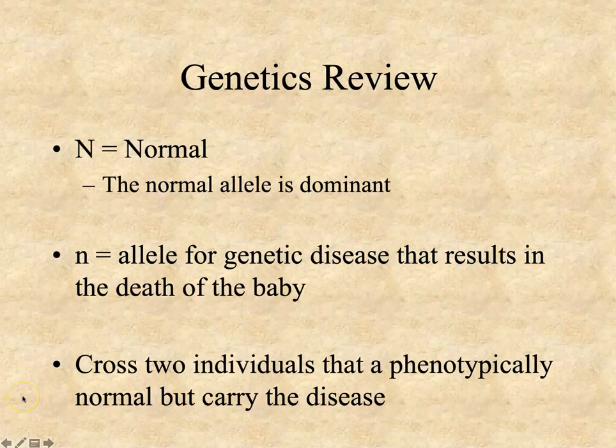I'd like to do a quick review of genetics because understanding how to do a simple genetics problem is very important to understanding inbreeding. Let's take the usual case where if an individual is normal for a trait, they contain the dominant allele, but an individual that is phenotypically normal, that appears normal, can carry a recessive allele for the genetic disease, and they can pass that allele to their offspring. So let's say we're going to cross two individuals that are phenotypically normal. That means they appear normal, but they carry the disease.